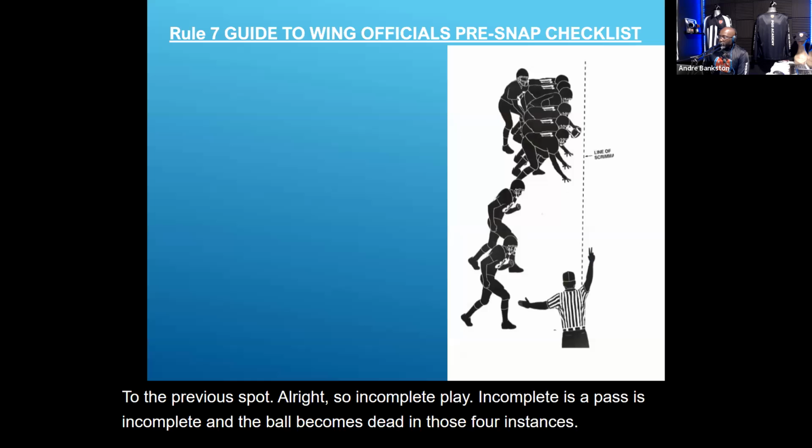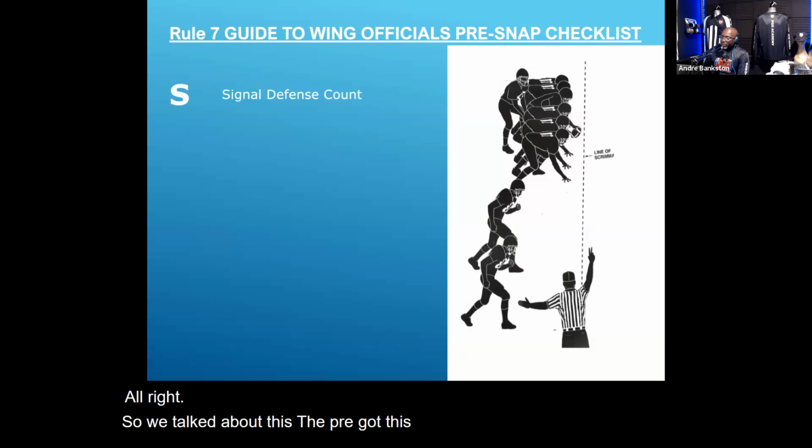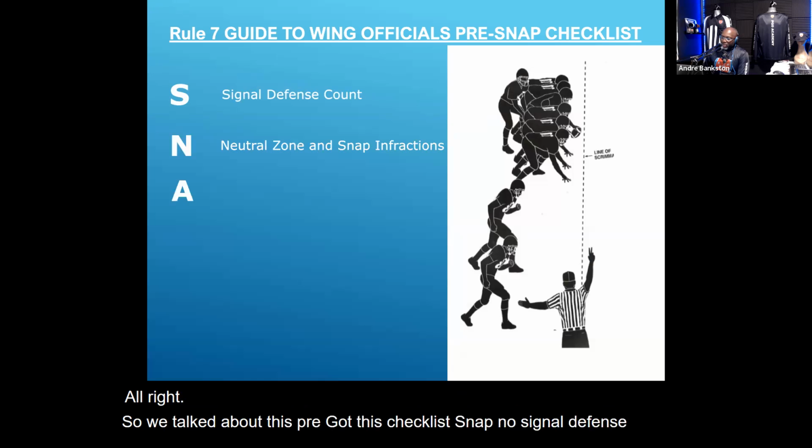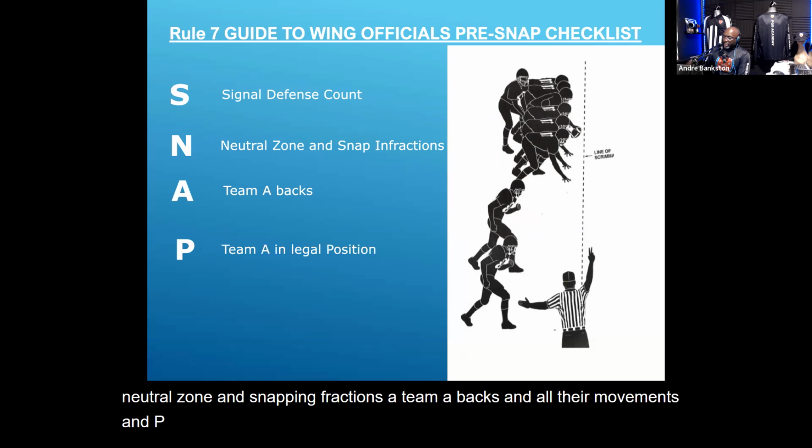All right. So we talked about this checklist: snap, signal, defense, and neutral zone and snap infractions. Team A backs and all their movements, and whether A is in legal position. So that's all we covered in Rule 7.